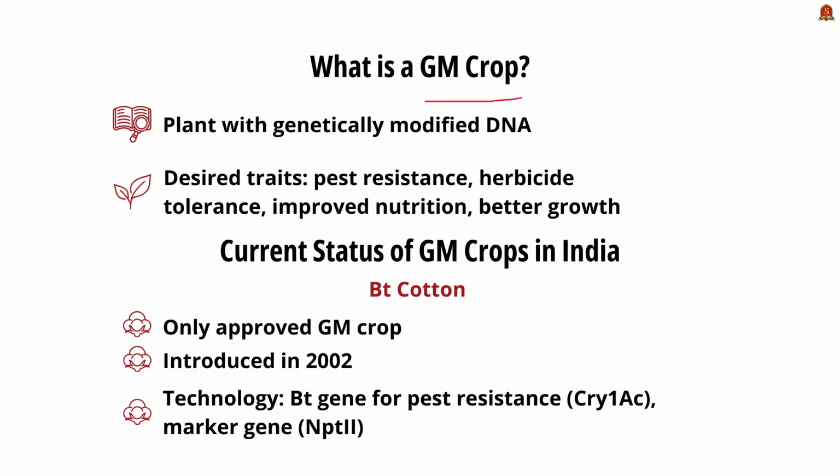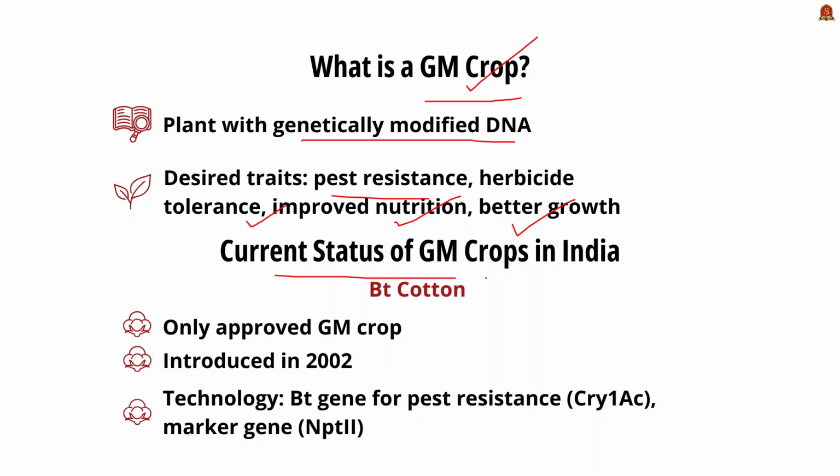Firstly, what is a GM crop? A plant with genetically modified DNA. That is, a plant that has been genetically engineered by inserting or deleting a specific set of DNA. So those plants are called genetically modified crops or GM crops. The plants are genetically engineered to improve pest resistance, herbicide tolerance, nutrition and growth. So these are the things for which a crop is genetically modified.